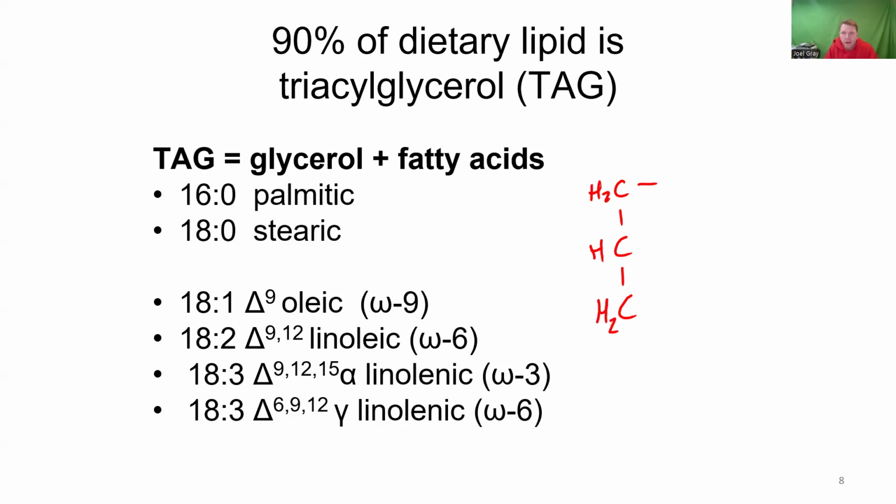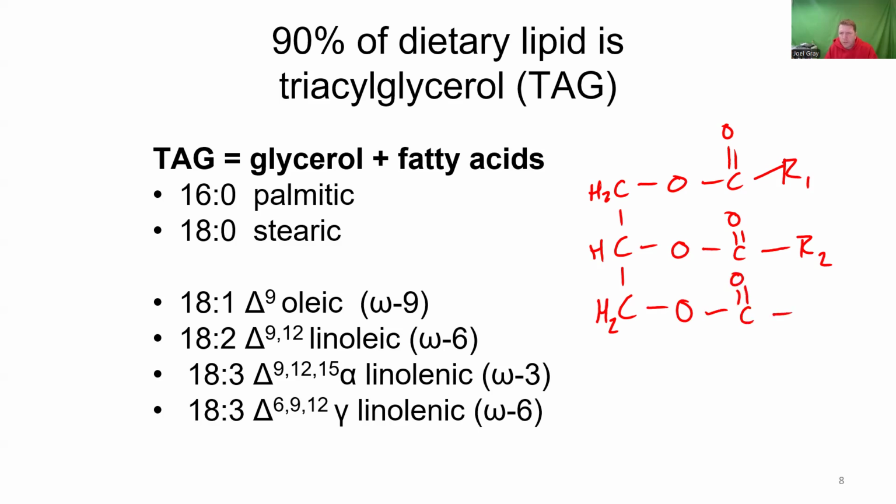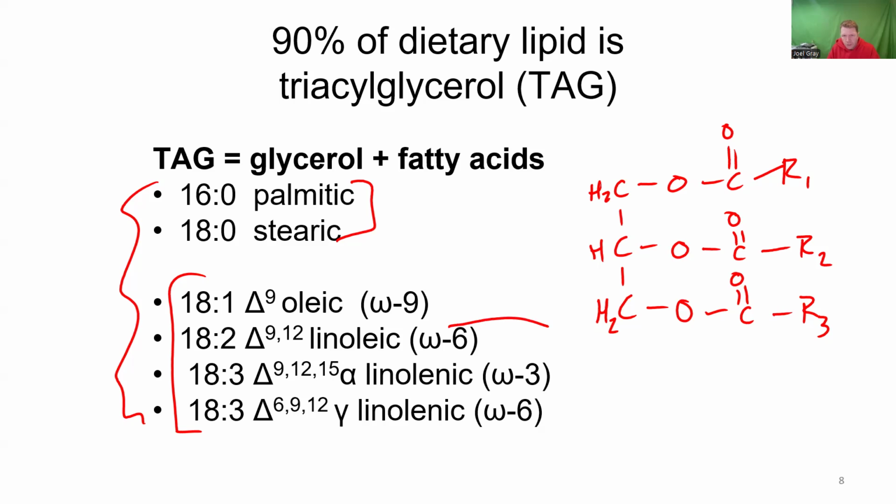And then we esterified them to get something like this, R1, R2, where we have those long alkyl chains, R3. Now, these are all just examples where we have palmitic and stearic acid, which are saturated fats, and then these right here, which are unsaturated, and these three right here are polyunsaturated fatty acids.